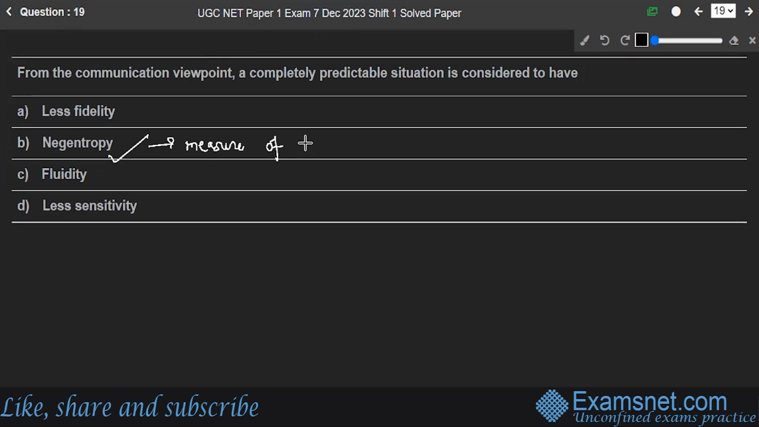A system with high negentropy is highly predictable, while a system with low negentropy is less predictable. In a completely predictable situation, the outcome is also known in advance. There is no uncertainty and ambiguity. This means the situation has high negentropy. You have option B as the right answer.